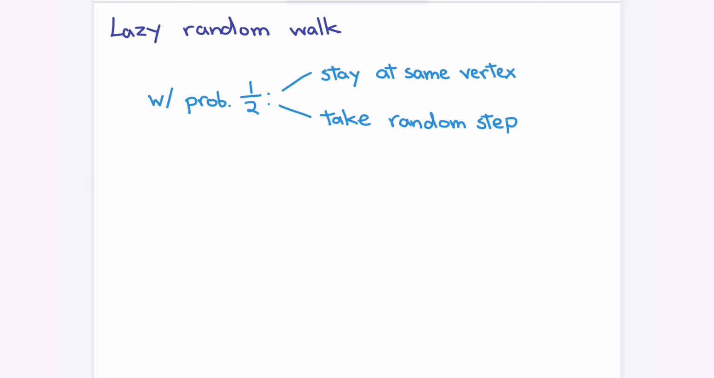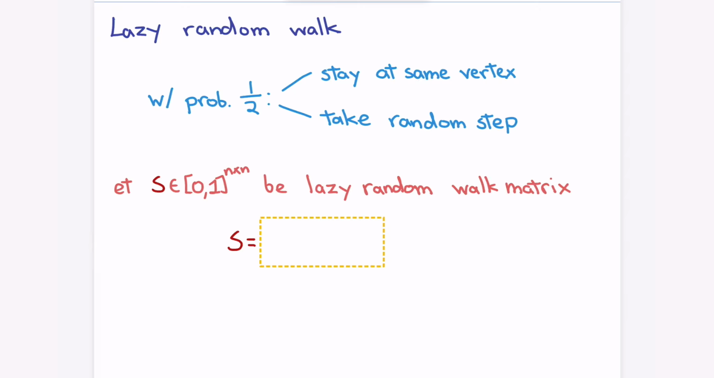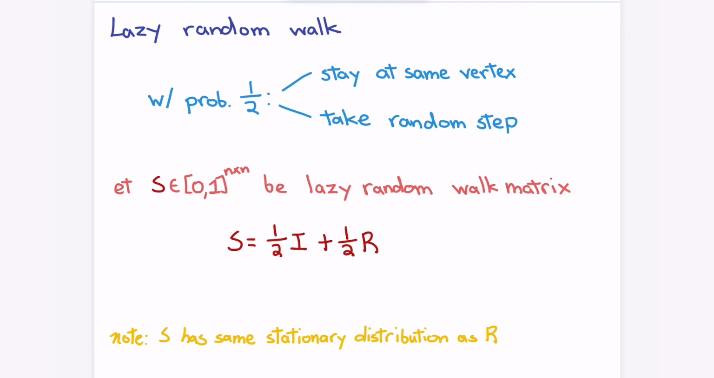Now, what does the random walk matrix look like relative to R? R is the regular random walk matrix. Maybe S will be the one for the lazy random walk. Those staying can be modeled by I. So half the time you just stay put, that's modeled by the identity matrix, and half the time you actually take a walk. And why is that nice from our perspective of massaging the eigenvalues?